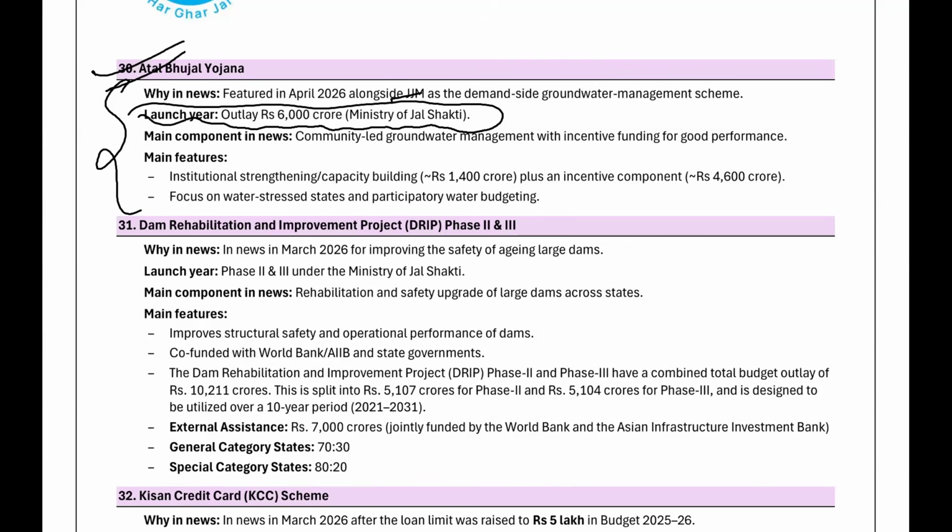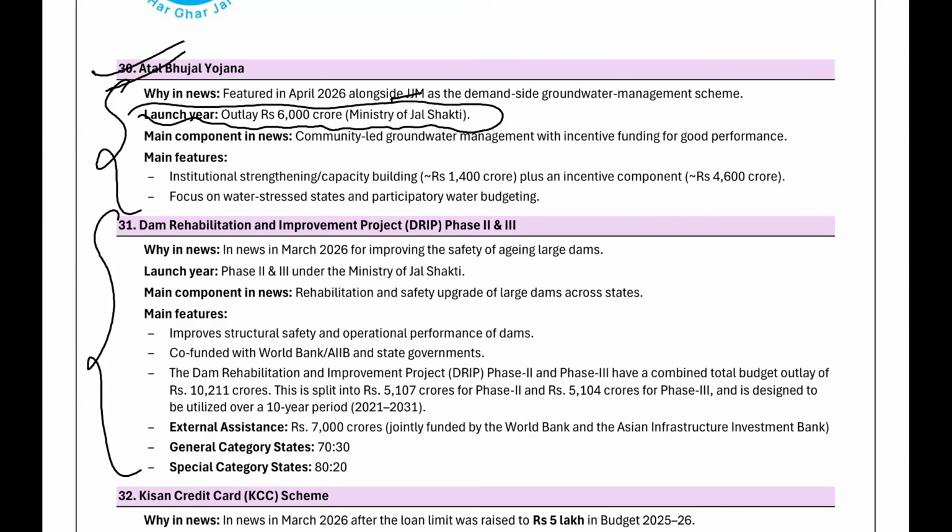Now DRIP phase 2 and 3. DRIP is the Dam Rehabilitation and Improvement Project. Please try to understand the full form, as it can be asked in your examination. In DRIP, the R stands for rehabilitation. Is it clear? Under which ministry is it coming? It is coming under the Ministry of Jal Shakti.